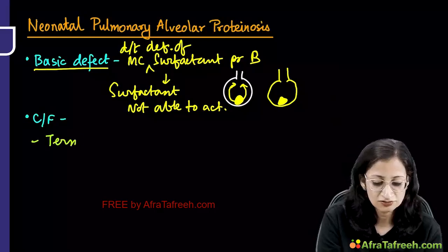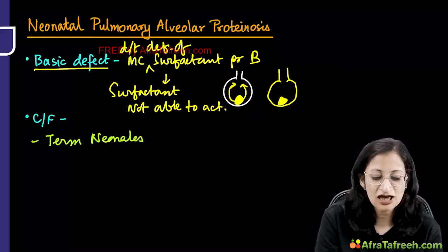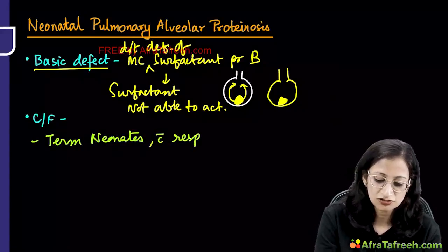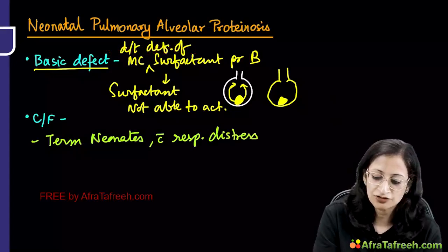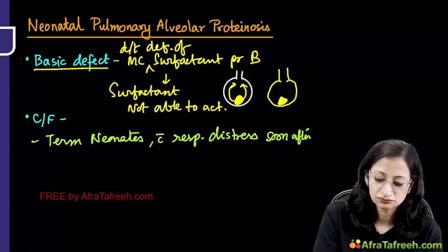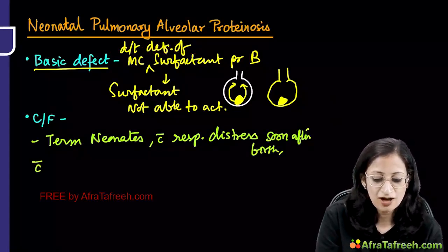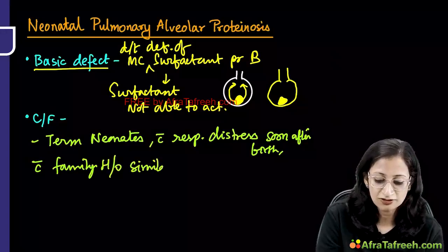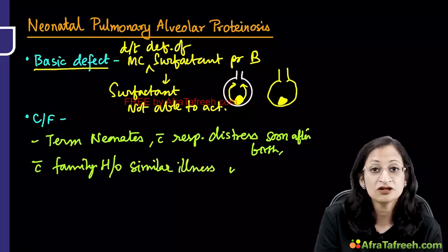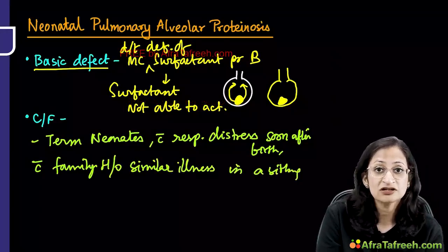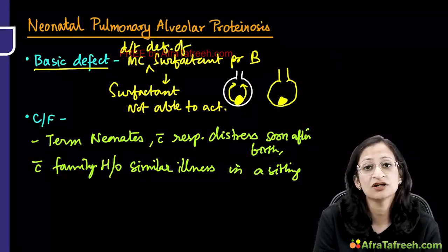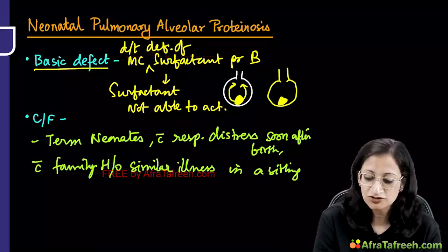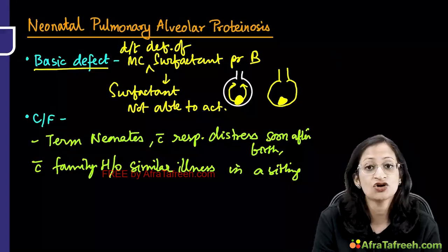So term neonates, and this has a genetic basis, it runs in families. Okay, so term neonates with respiratory distress soon after birth, with family history of similar illness in a previous sibling, similar illness in a sibling who died. So this is a fatal condition for which till now no successful treatment is possible except for lung transplant, which is again rarely possible.